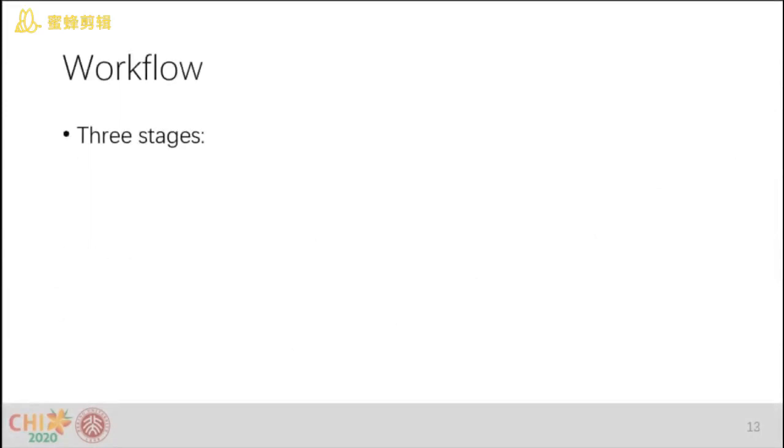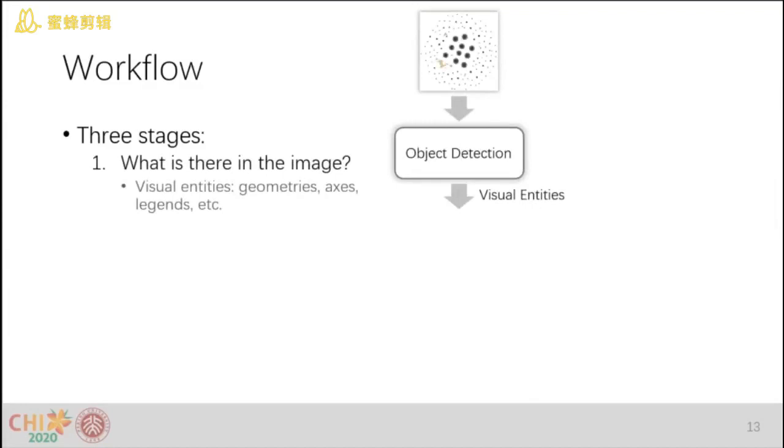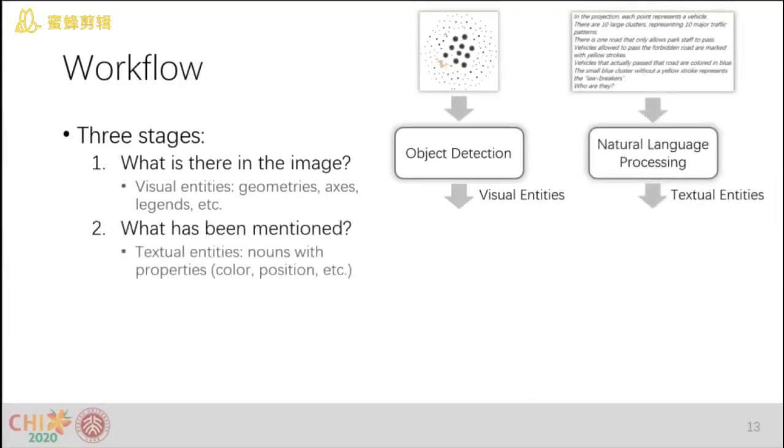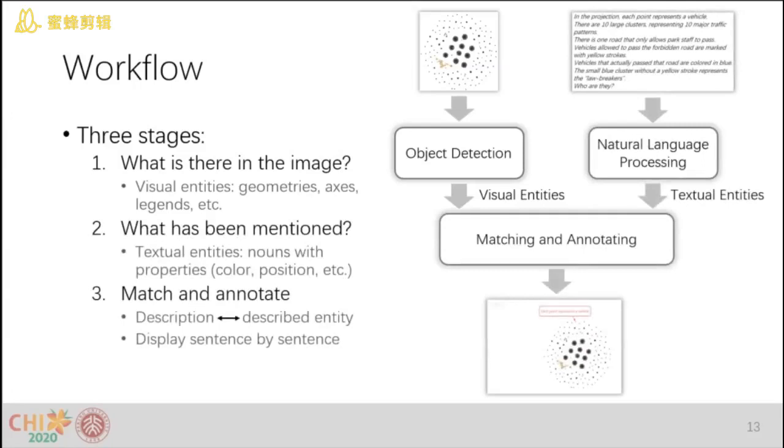We propose a three-stage workflow. First, we figure out what is in the visualization. Then, we try to understand what the text describes. And last, we match these two to understand which entities in the image have been described by which sentence. It allows us to annotate correctly and generate the animations.